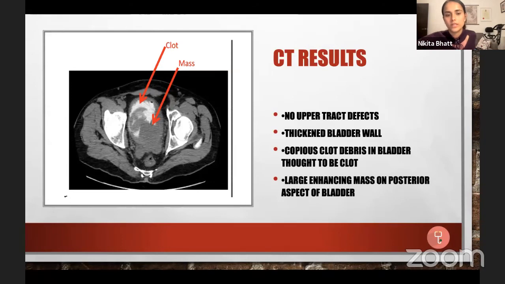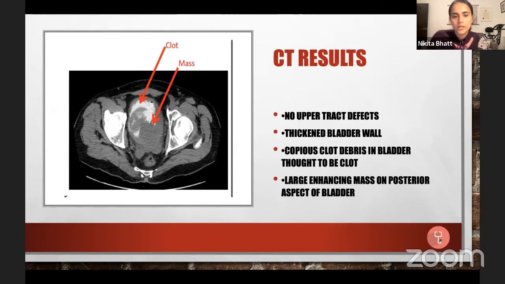So when someone's bladder isn't draining that well and they have to do a lot of work to empty their bladder, over time the bladder wall gets quite thick, and that's some sort of an imaging finding that can be reported in a lot of these scans. So yeah, there's a large enhancing mass on the posterior aspect of the bladder.